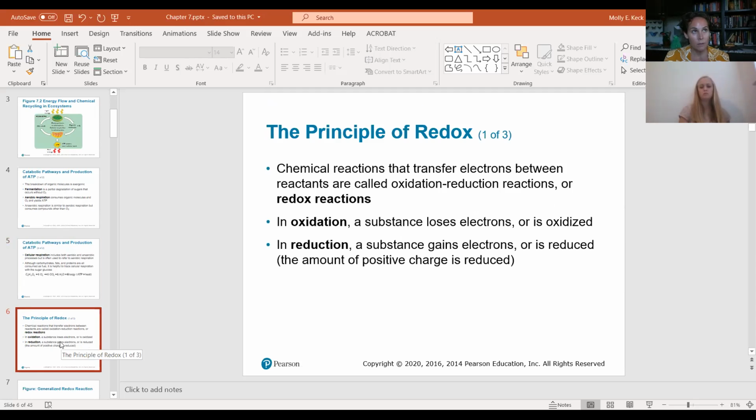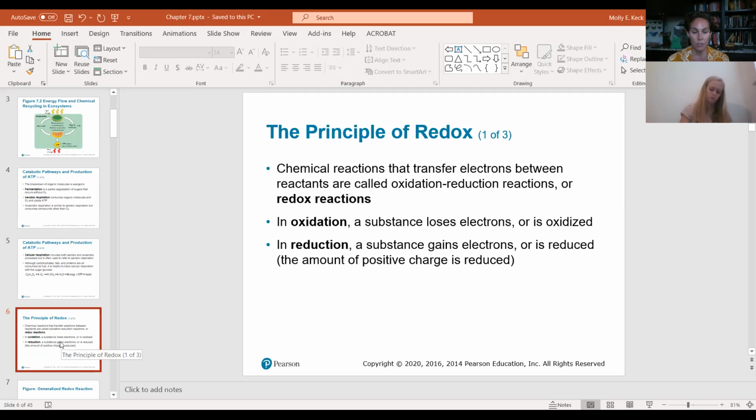So part of cellular respiration is we will do a redox reaction. A redox reaction is when you transfer electrons between reactants. And it's confusing because it's kind of contradictory to the way that your brain wants to think about it. When you're oxidized, you lose electrons. But if you think about it, an electron is a negative charge. So a reduction is when you gain an electron, or you gain a negative charge.